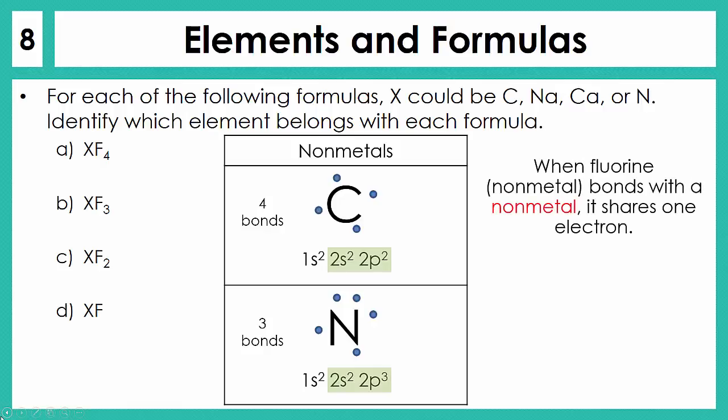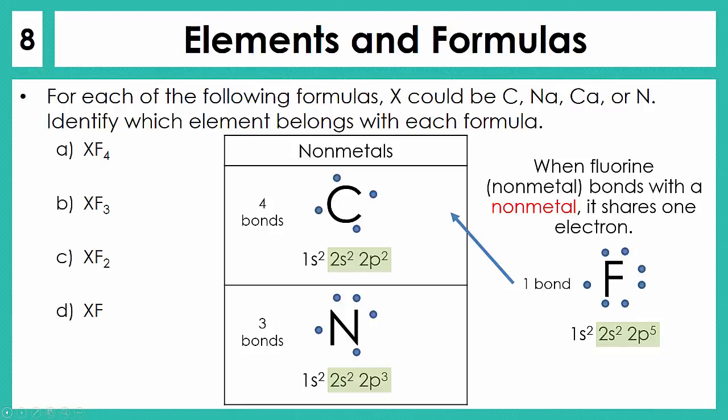All of the choices involve a bond with fluorine. So fluorine is a nonmetal. When a nonmetal binds with a nonmetal, it's going to share an electron. In this case, fluorine has 7 valence electrons. One of them is unpaired, so it needs to make 1 bond. It needs to share an electron with another element.